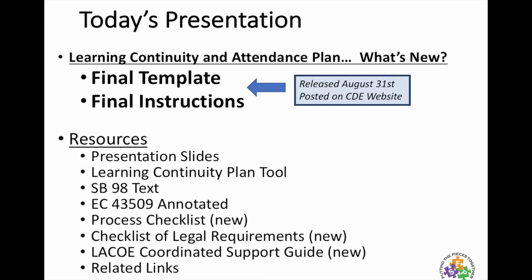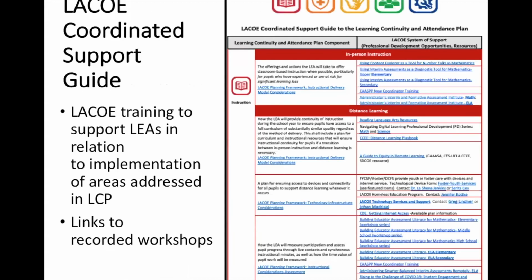We previously provided the Learning Continuity Plan tool, the text and the annotated text of the law, and now 3 new items are a process checklist, a checklist with summary of legal requirements, and LACO Services has provided a coordinated support guide, which is new. All right, next slide. Let's take a look at some of those.